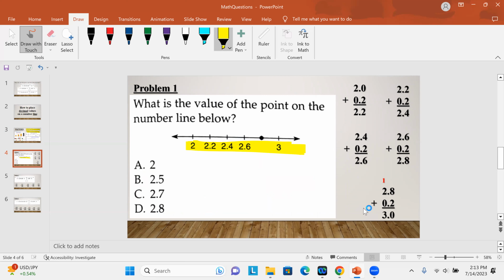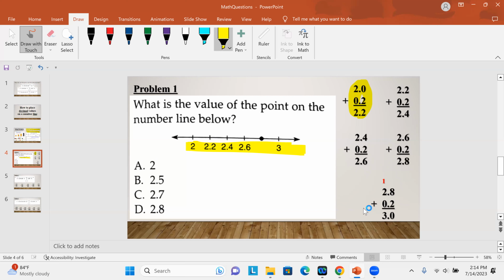Or someone can say that, oh, you know what? They increase the digit after the decimal by 2. Which is the same as adding 0.2 to the previous number. And here we have the calculation. When you have a 2, it is the same as 2.0. So 2.0 plus 0.2 is 2.2.